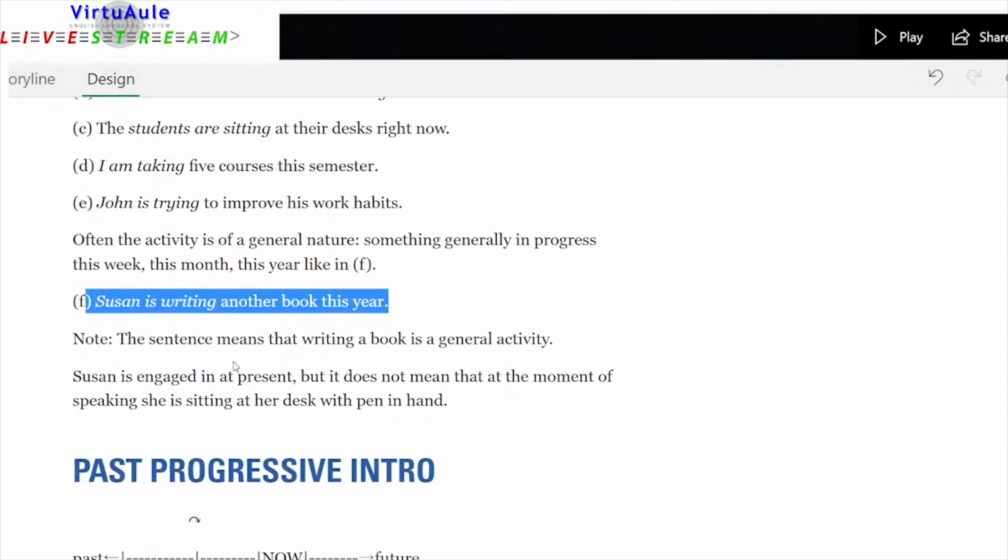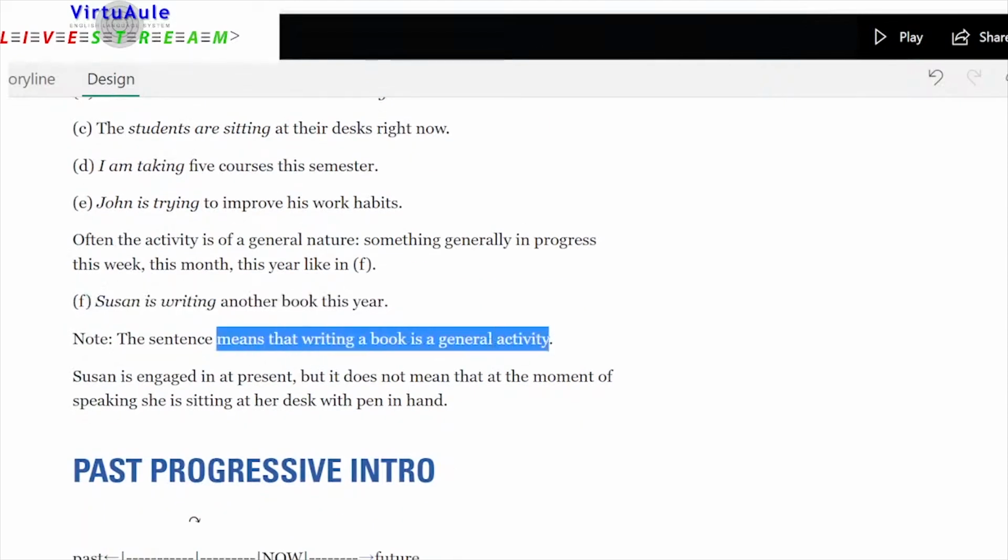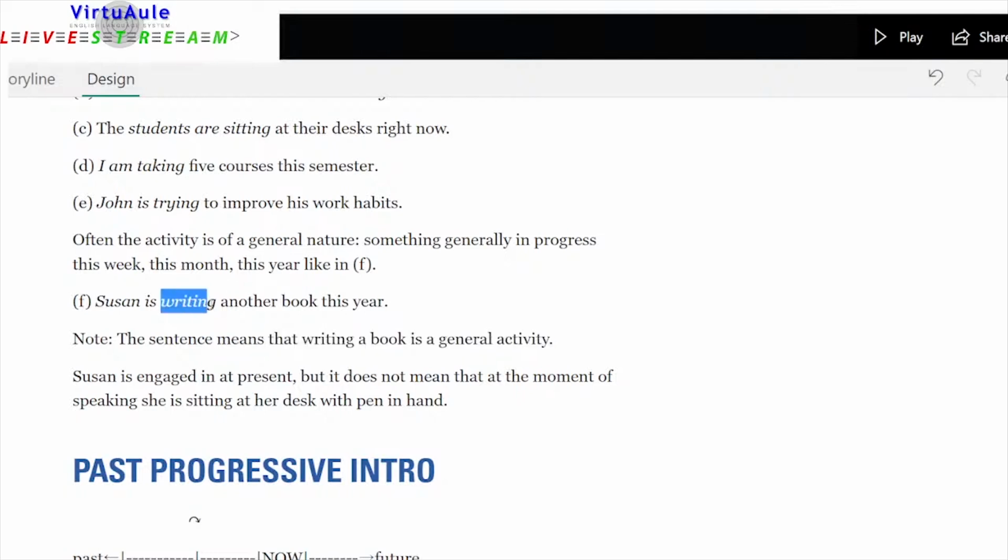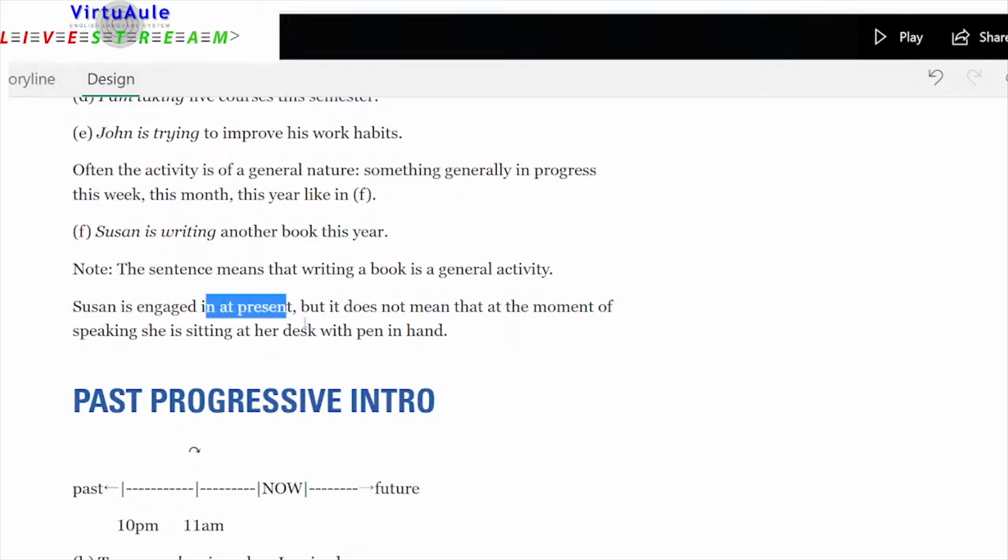Okay, so the sentence means that writing a book is a general activity. You see, she's not actually sitting and writing right now when I say this. Maybe she writes in the morning and in the afternoon she does other things, but she does that on a regular basis, so she's writing another book. She's engaged in that.